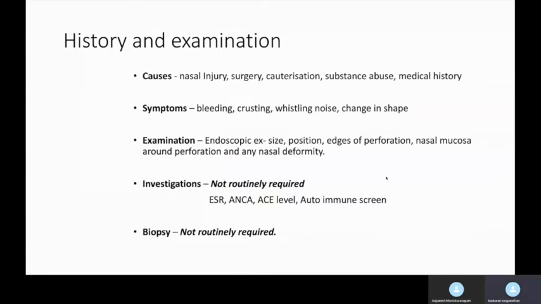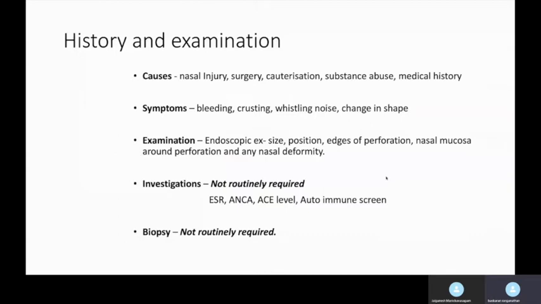If there is an obvious cause, like the patient recently had a septoplasty and then comes with a septal perforation, with the mucosa appearing healthy, then you don't need to do any further investigation because there is an obvious cause for that. But if you're not sure about it, then you can request a battery of blood tests, including ESR, ANCA, ACE levels, and autoimmune screen.